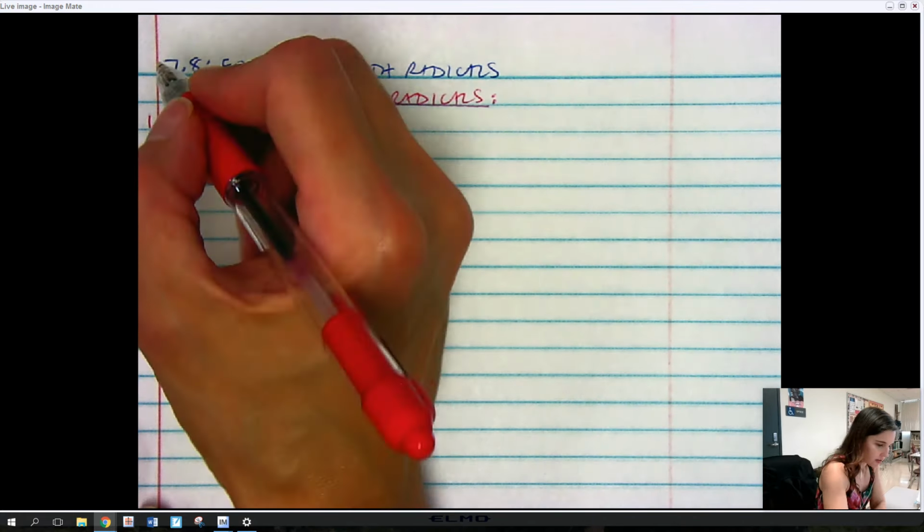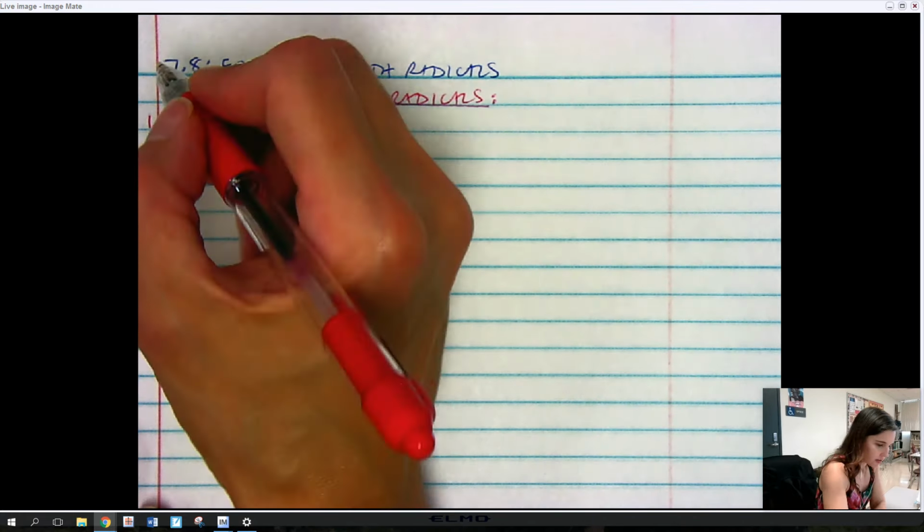All right, so that's what we're going to do today. You're going to isolate the radical, get rid of it, solve, and then check. So let's try some examples with this. So example 1, let's solve for x. You have the square root of x plus 2 is equal to 9.